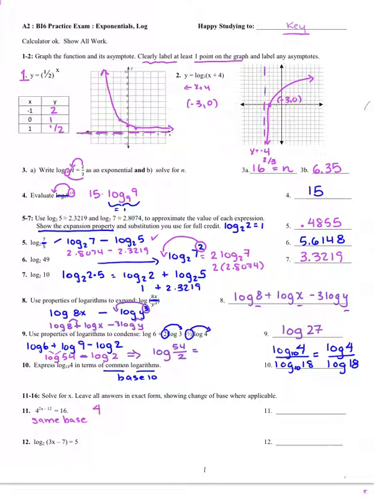So I'm going to rewrite this as 4 to the 2x minus 12 equals 4 squared. And since I have the same base, I can cancel. So 2x minus 12 equals 2. 2x equals 14. So we get that x equals 7.